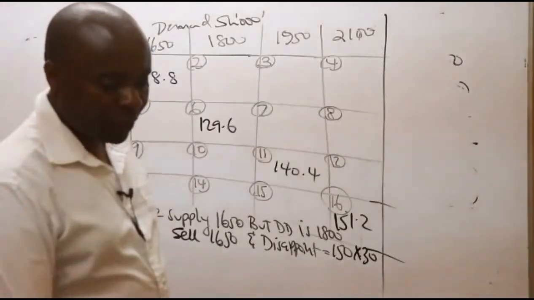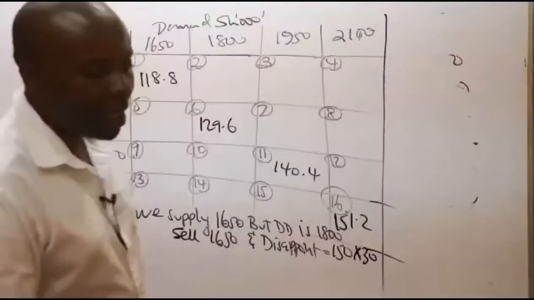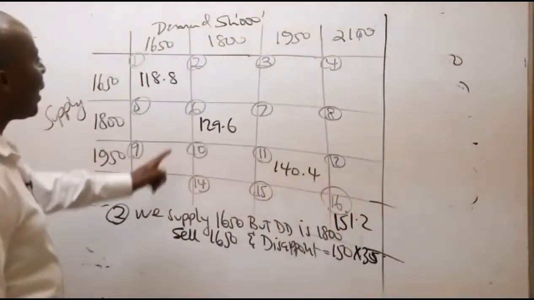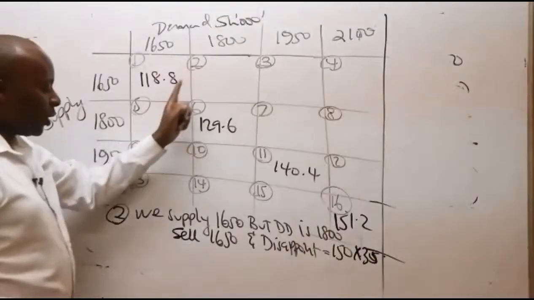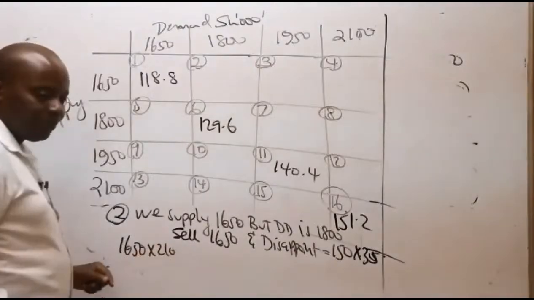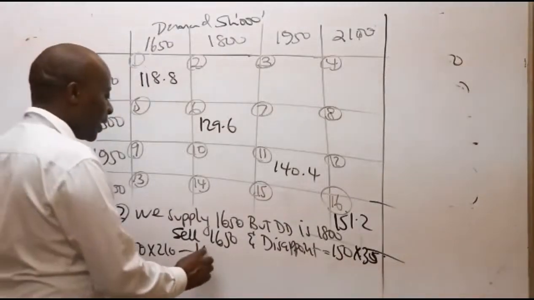They have told us that for every customer who comes, just like how Nakumat used to tell us, if you need it, we've got it. You can see here, a profit of 35 per bracelet that is derived from other accessories that customers buy is also lost. So for every customer we disappoint, you are right, we shall be losing 35. So could you kindly go ahead and give me the profit I expect here. In short, I'm going to sell 1650 at a selling price of 210. The cost of supplying 1650 will be 1650 times 138.